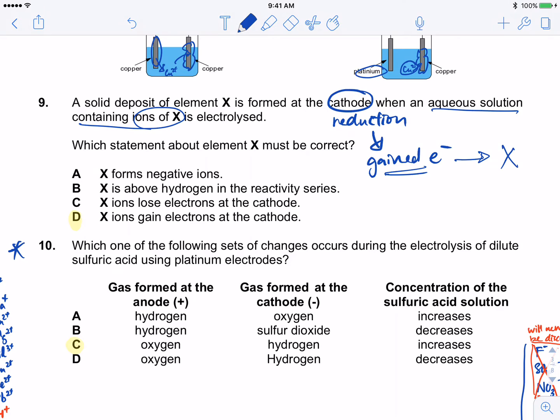What does it tell you about X? X should be a positive cation gaining electrons to form X. So the answer should be that they gain electrons at the cathode.